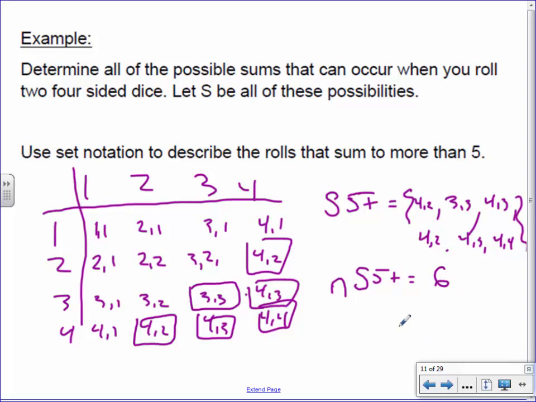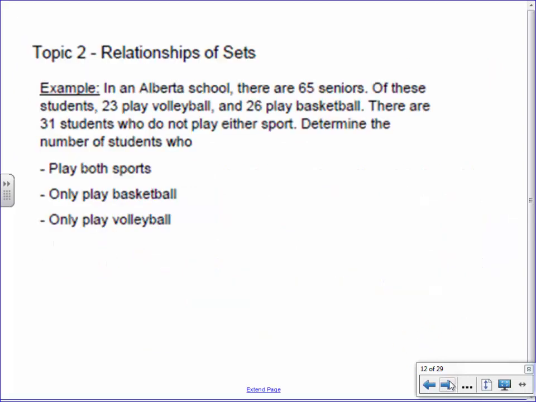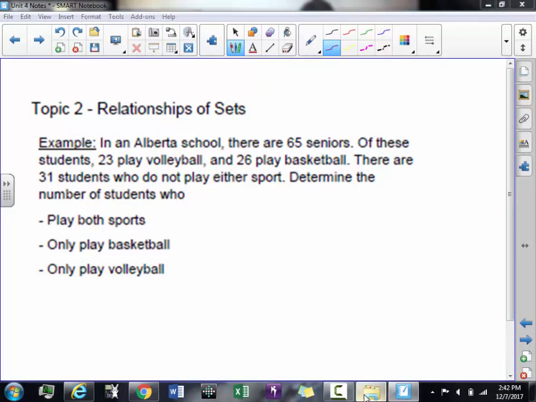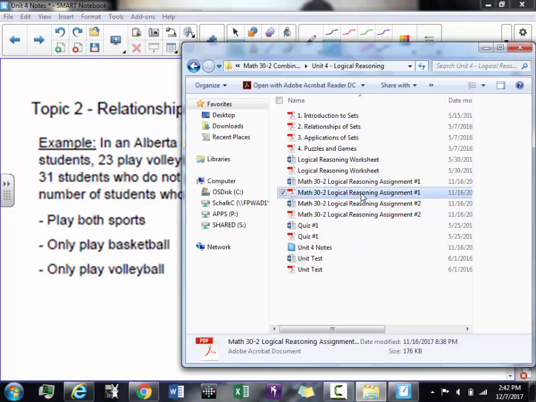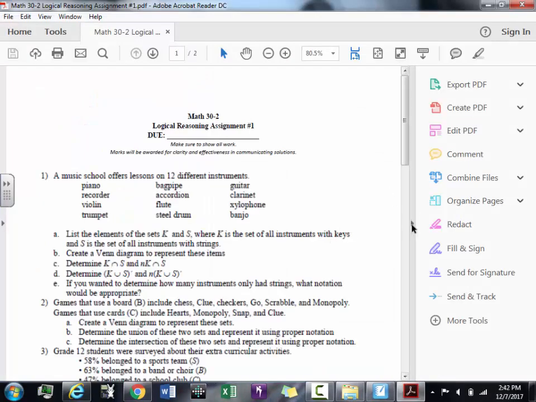Easy? Sweet. Okay, we're done. That was topic 1. Easy enough? Anybody have their assignment printed off? Here, let's answer a few questions just informally as a group. If you don't have your assignment, grab a sheet of paper.